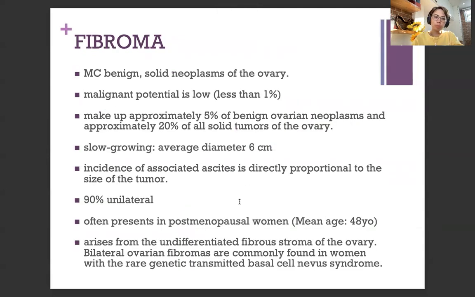Next, fibroma, the most common benign neoplasm of the ovary. Malignant potential is low, 5% of benign ovarian neoplasm and 20% of all solid tumors of the ovary. Slow growing, associated with ascites, 90% unilateral, often presents in postmenopausal women, and arises from undifferentiated fibrous stromal cells, origin stromal cells. Now, bilateral ovarian fibromas are commonly found in women with the rare genetically transmitted basal cell nevus syndrome.